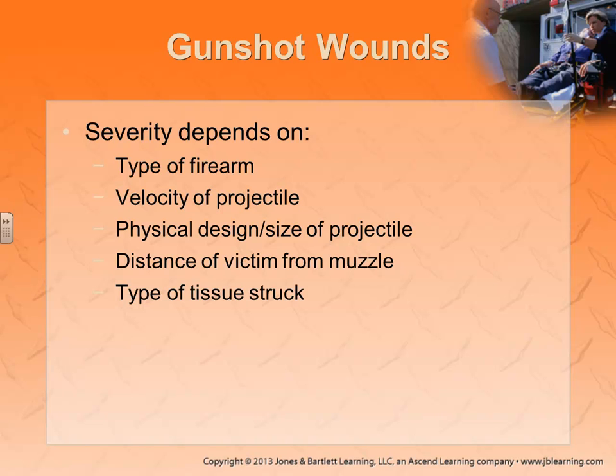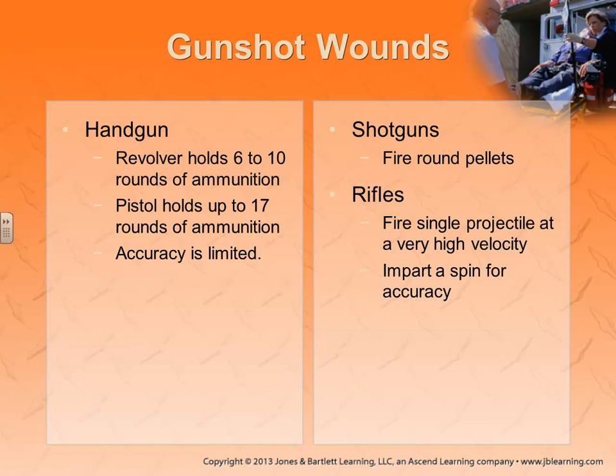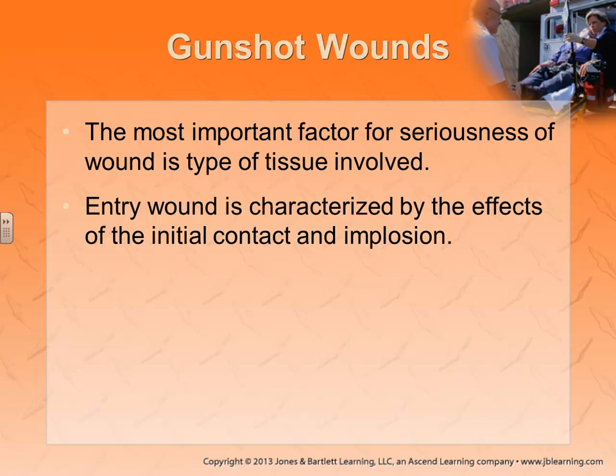With any penetrating injury, what do we look for? An entry and an exit wound. I just talked about that a little bit. With gunshots, what type of tissue is involved? Is it a high velocity that's impacting the head? Is it a low velocity buckshot that's spraying the back? It depends on the anatomical area.